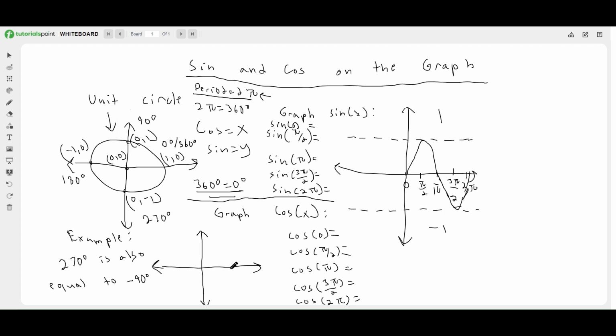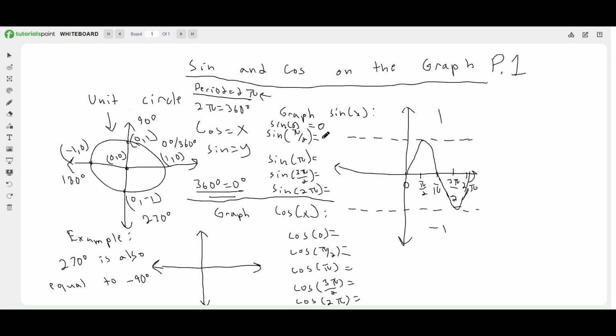a counterclockwise direction, hence meaning that 90 degrees is 0, 1, 180 degrees is -1, 0, and 270 degrees is 0, -1. The x value that you get is for cosine and y is for sine.